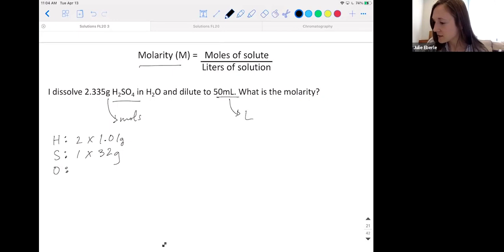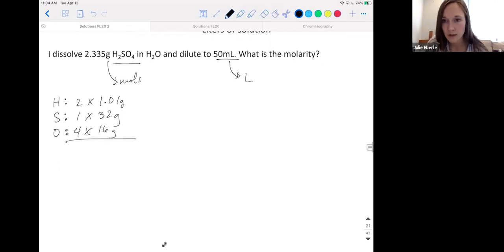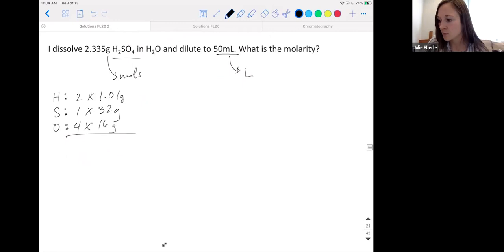Okay, and then oxygen would be 4 times 16 grams. Okay, you add all this up. Grayson said she got 98 grams. Is that what y'all got? Any decimals there? 2 times 1.01, 1 times 32, and 4 times 16. Oh, not 94, 98. Anybody get something different? I'm going to assume it's this.